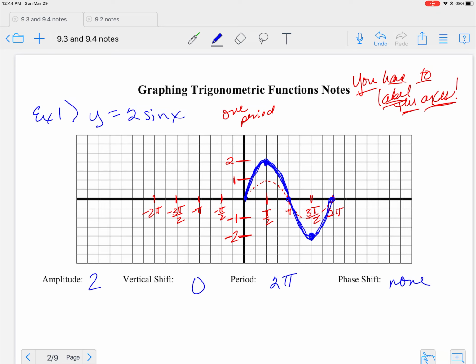So my graph here, let's take it, make it thicker. I should have made a thicker pencil.